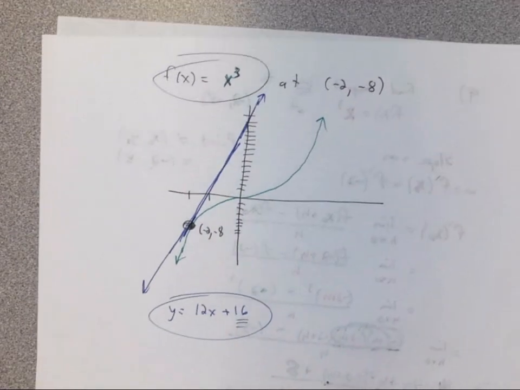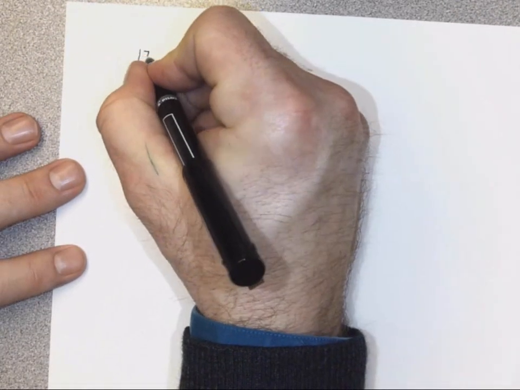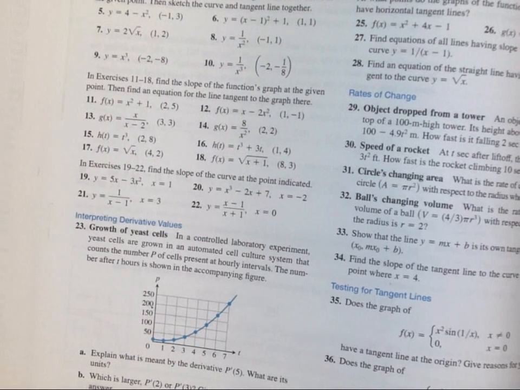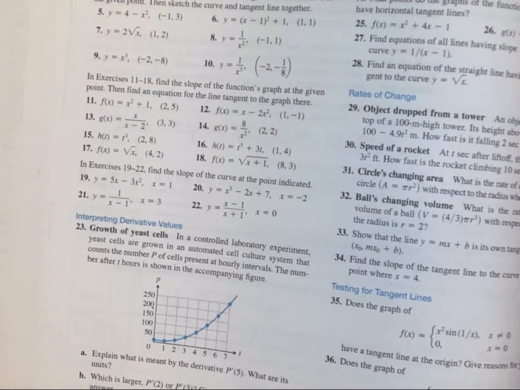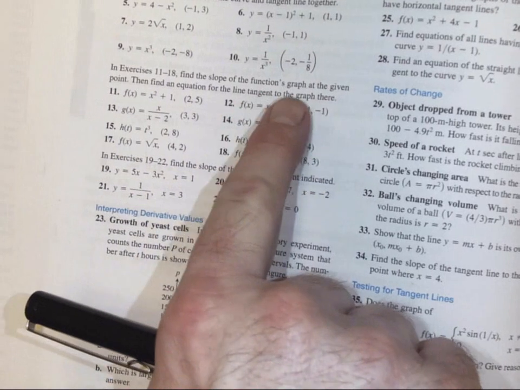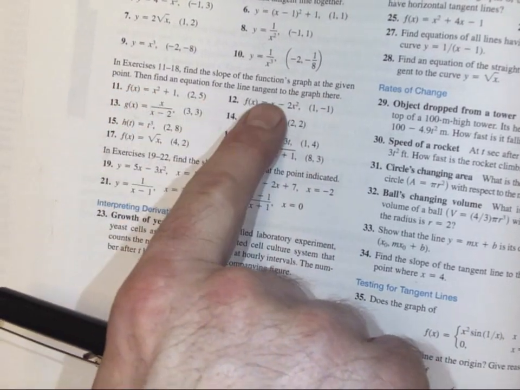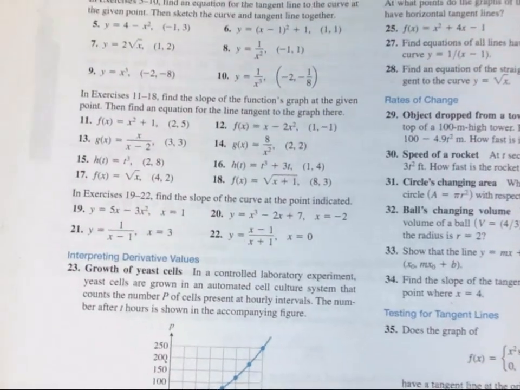All right, let's do a couple more. Number 17 is asking quite literally the same thing, except they just don't want you to graph it. They just say find the slope of the tangent line, and then find that tangent line. So find the slope of the function's graph at the given point, which means the slope of the tangent line. Then find the equation of the tangent line of the graph there. So up here they want you to graph it. Down here they just say give me the slope of the tangent line and we're done.